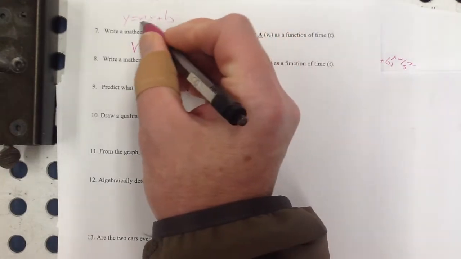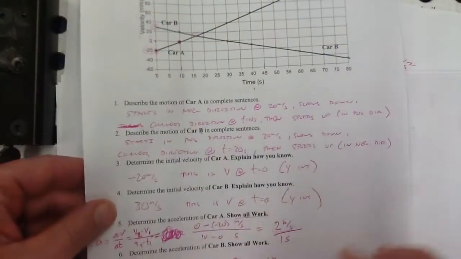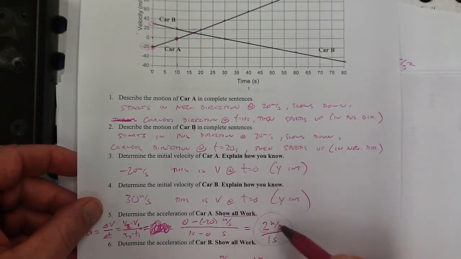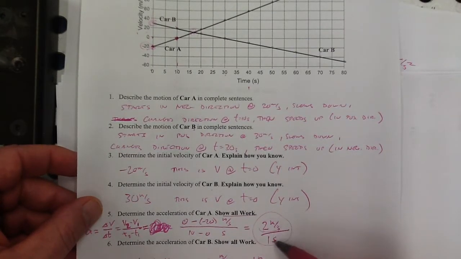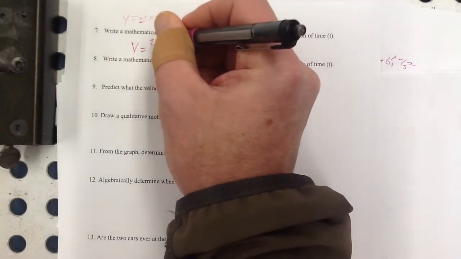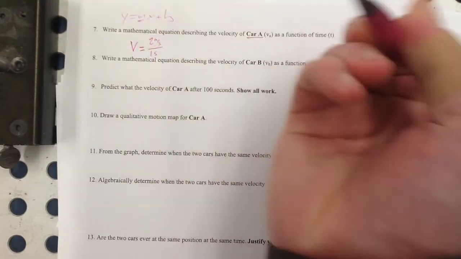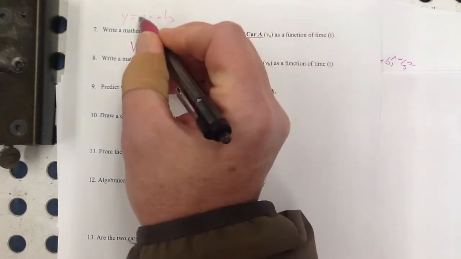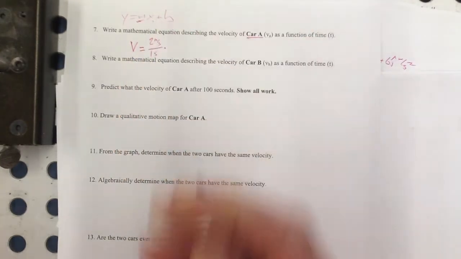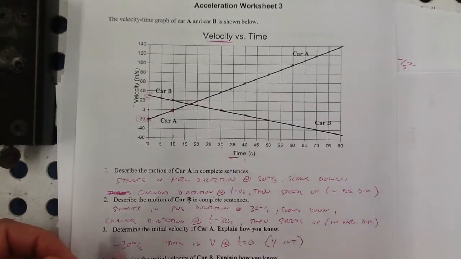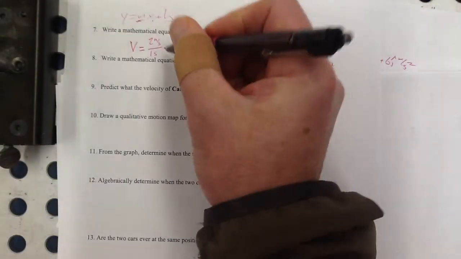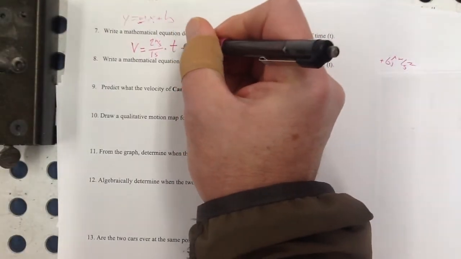And then what's the slope? The slope for car A is this, with those units. These units are part of the slope. This whole thing, including the units, is the slope. 2 meters per second for every 1 second. I'm going to put the 1 down there. Now that's the slope. I have not yet written the horizontal axis variable. That's time. I call that t.